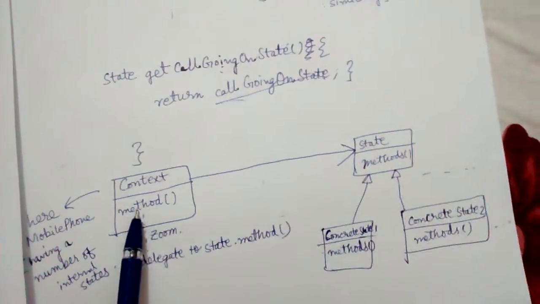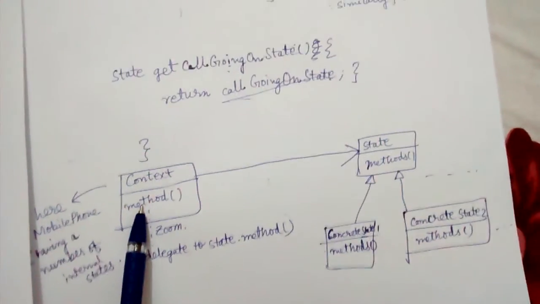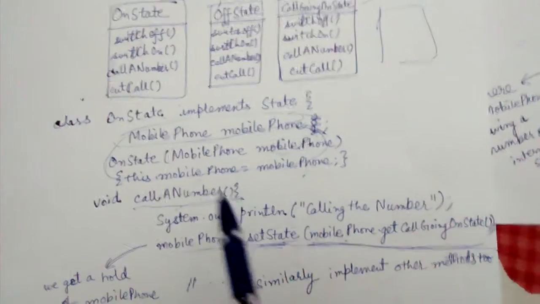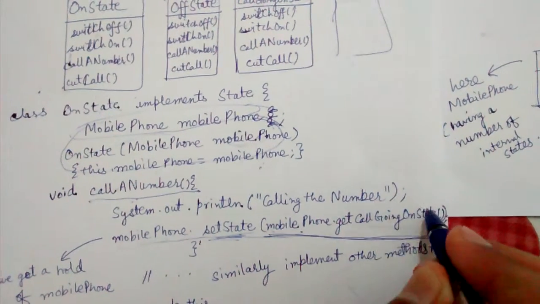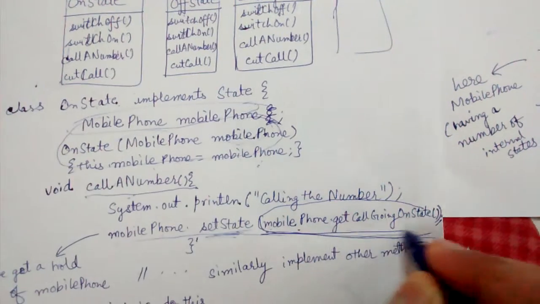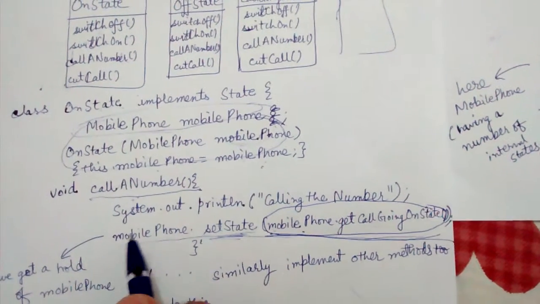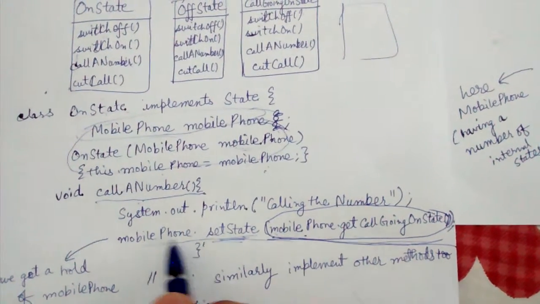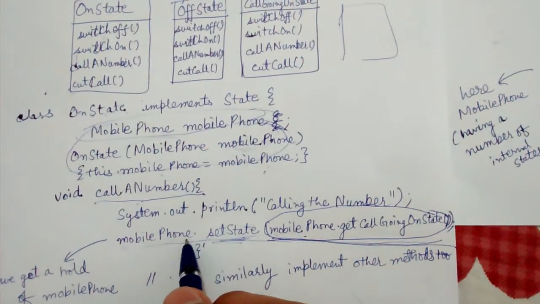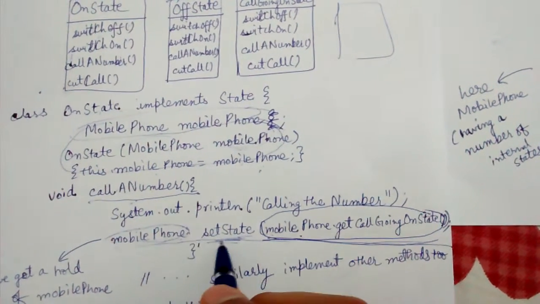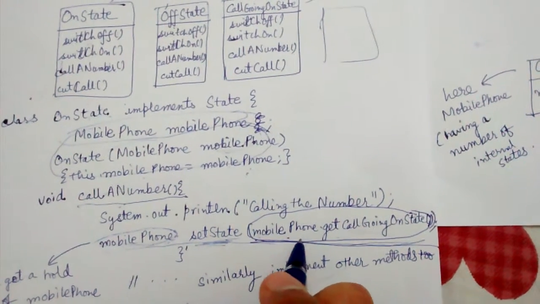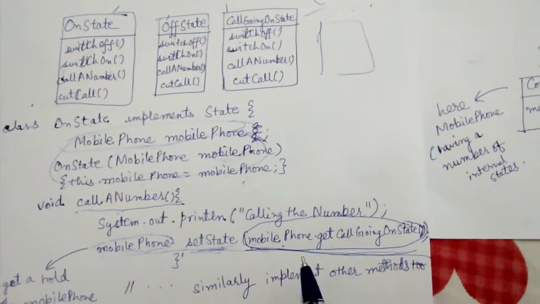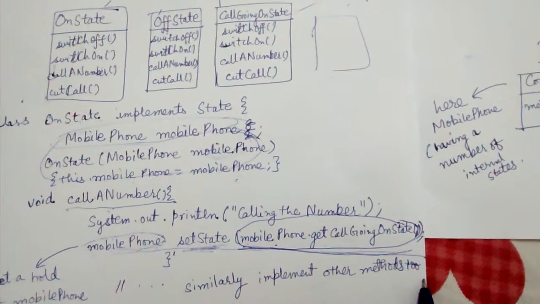So let's look at this method again, call a number. It's asking for a call going on state object. So this whole thing will represent a state of call going on, and I am setting the current state of my mobile phone object as call going on, right? So this is the whole thing here, and similarly we implement other methods also.